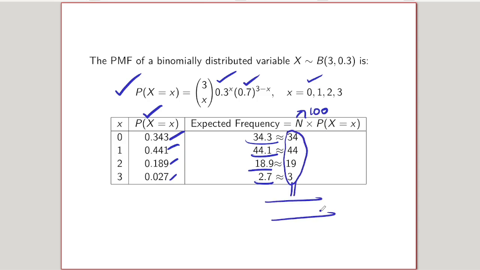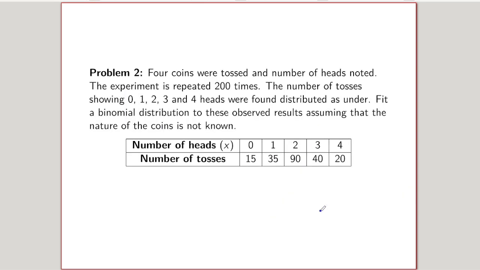And note that this total value should be equal to 100. That is nothing but the total frequency. This is one of the important points in binomial distribution. We can use this trick for verification also. Now let us see the second question.